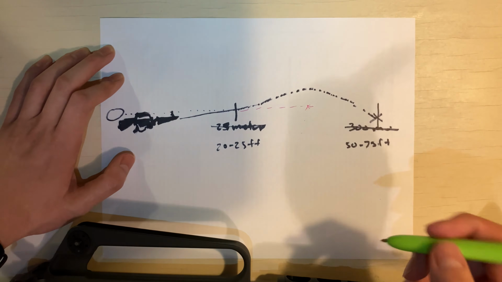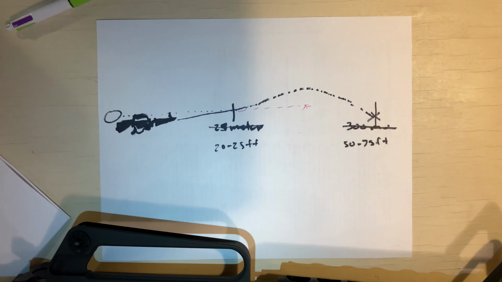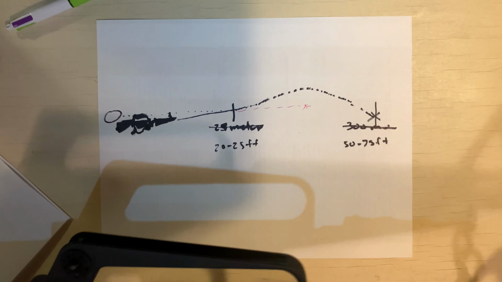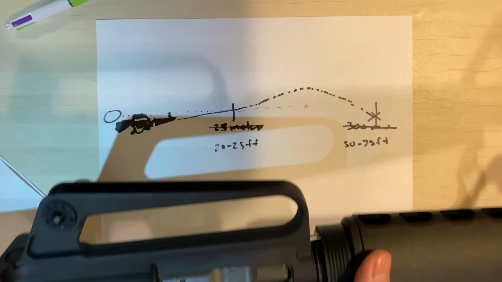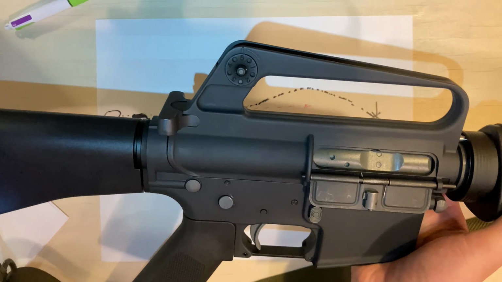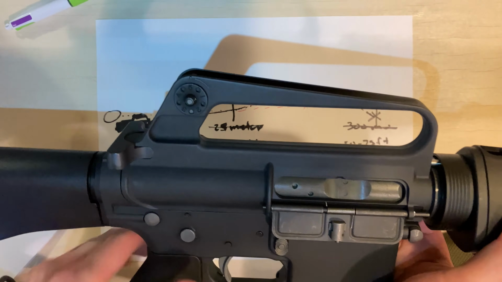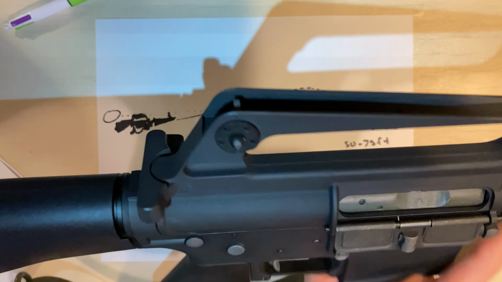So the way to account for this is very interesting. In the real world, and just like in the airsoft world, they're both the same. So back to the A1 model, you'll notice that even though I don't have any elevation, there's no wheel back here, there is a way to adjust for that.